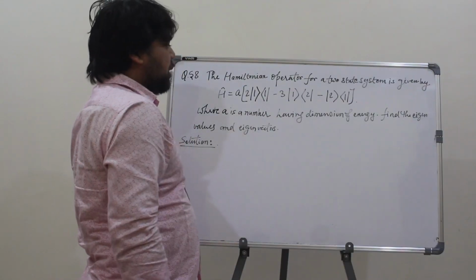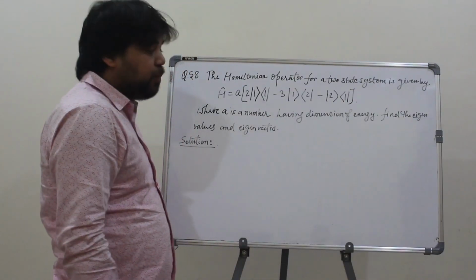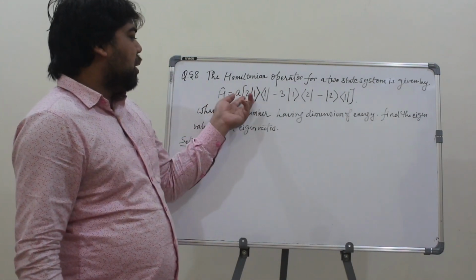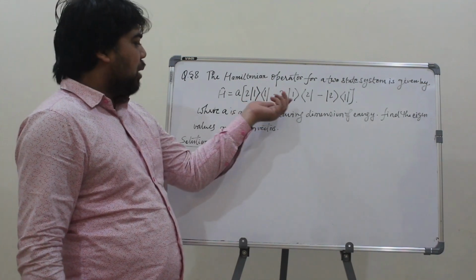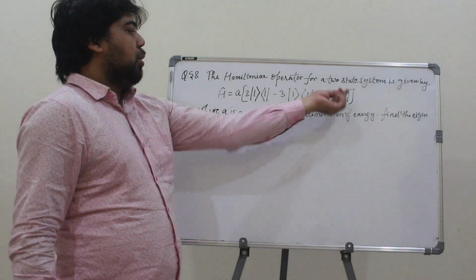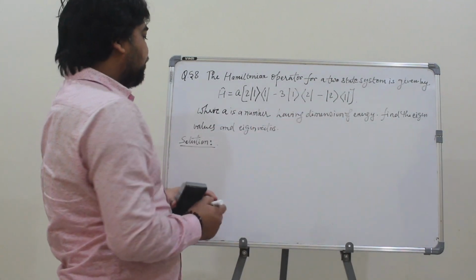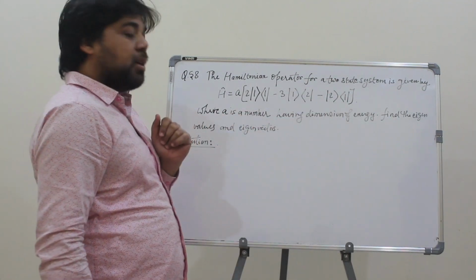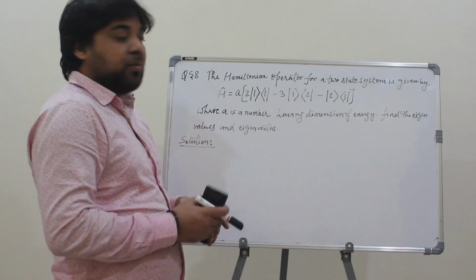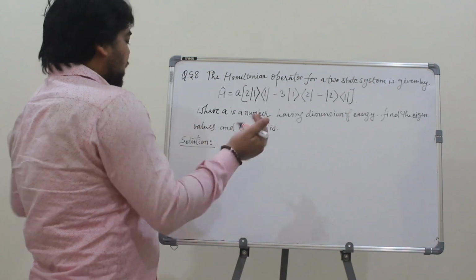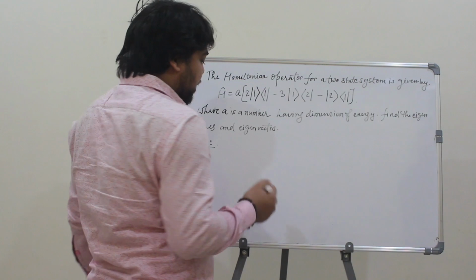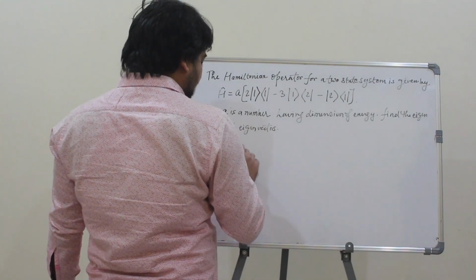Problem number 58, which says that the Hamiltonian operator for a two-state system is given by H cap equals A times 2 times the outer product of state 1 with 1, plus 1 with 2, plus 2 with 1, minus 3 times state 2 with 2, where A is a number having the dimension of energy. Find the eigenvalues and eigenvectors for the operator H. So let us write, you can see that this is an operator, which is basically the matrix form.